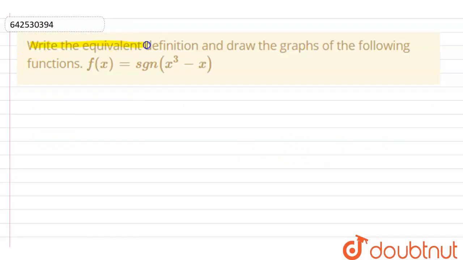Hello everyone, in this question we need to write the equivalent definition and draw the graph of the following function, and the function is signum x cube minus x. So what is my function? My function is signum x cube minus x.